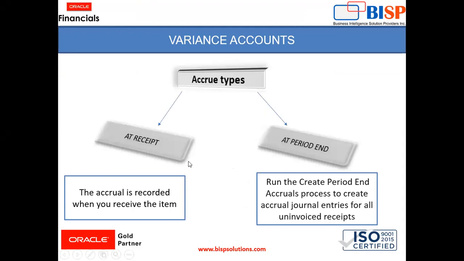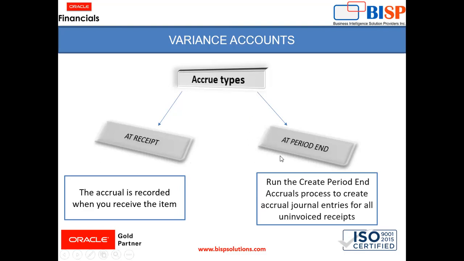First is at receipt. In this, the accrual is recorded when you receive the item. It is also known as perpetual accrual. When you create accounting for the invoice, the accrual is reversed and the accounts payable liability is recorded.